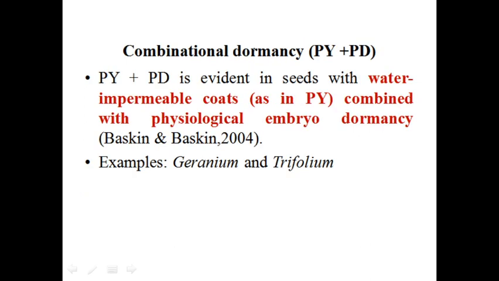And the fifth type is combinational dormancy, which has physical as well as physiological dormancy, where water-impermeable coats are present along with physiological embryo dormancy. Well-known examples of combinational dormancy are Geranium and Trifolium.